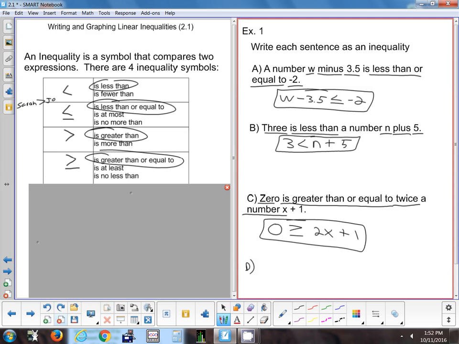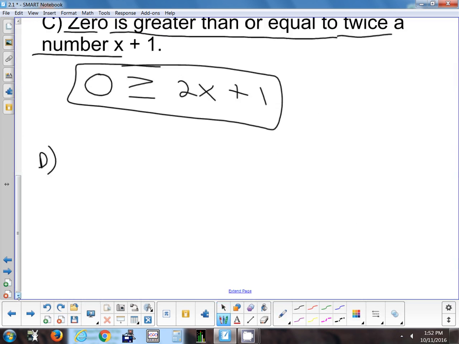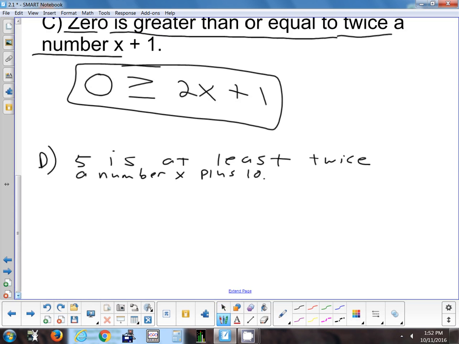Yep. I got 5 is at least 2x plus 10. Okay, let's write that down. So 5 is at least twice, you said twice the number x? Twice a number x plus 10. All right, so that one's a little tricky because now it's using that phrase at least.